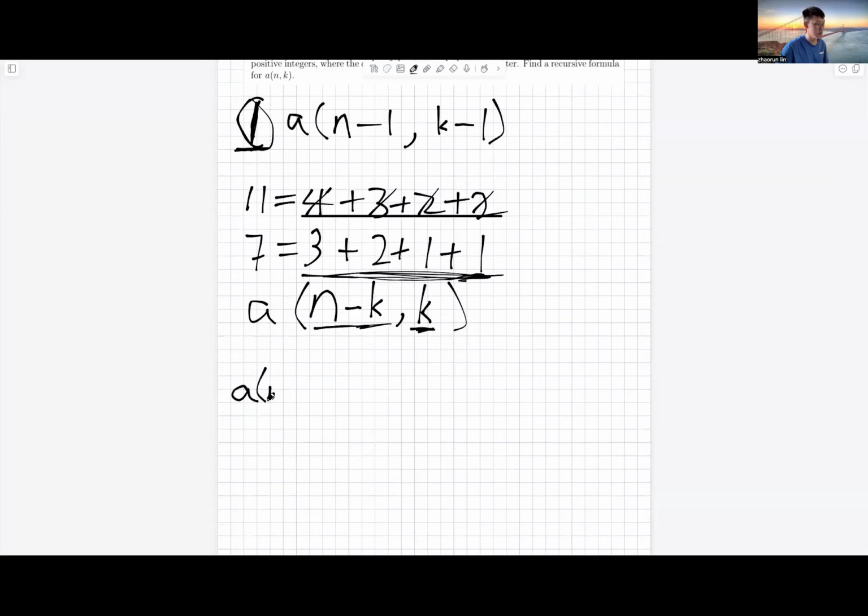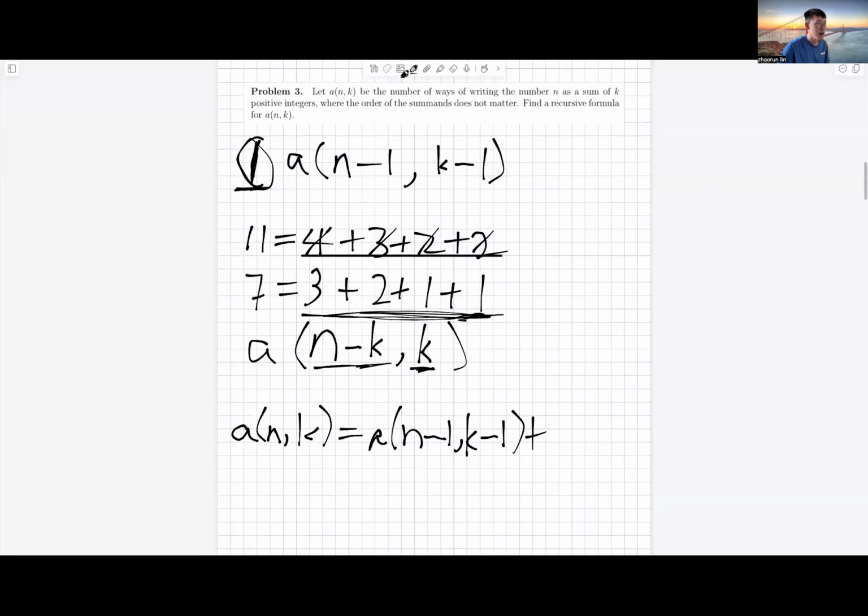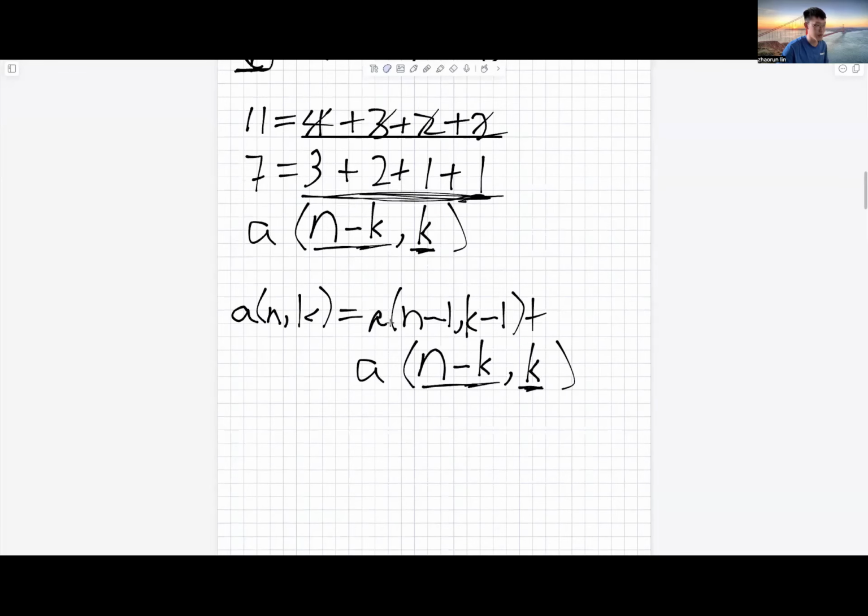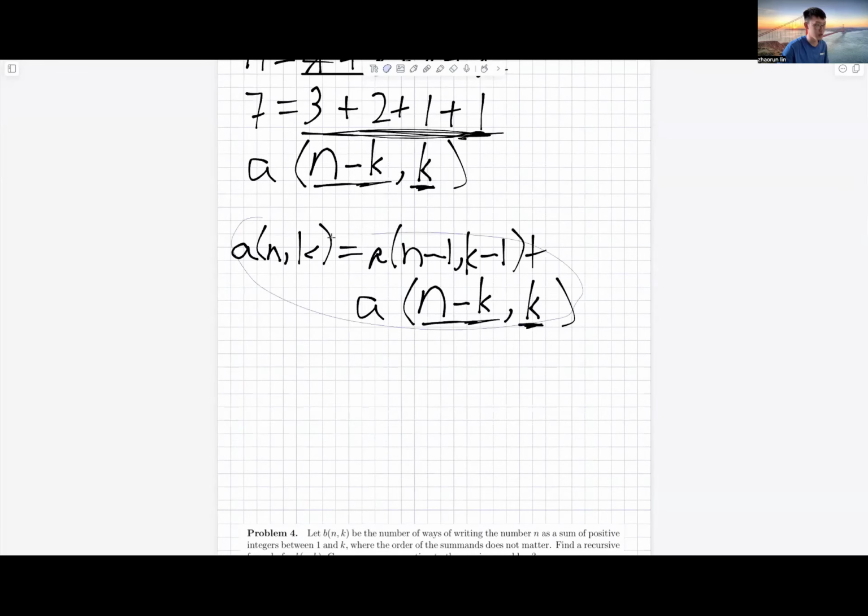So in the end, this answer is just the term with n minus 1, k minus 1, plus this one. So this is the answer to this question.